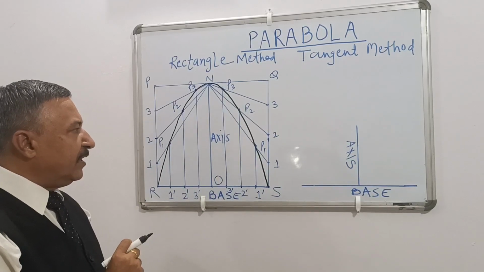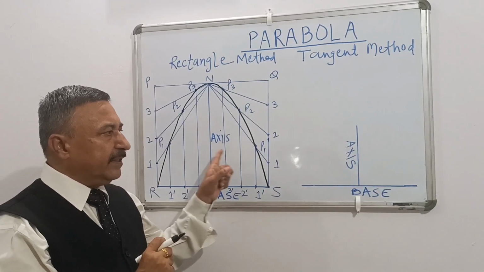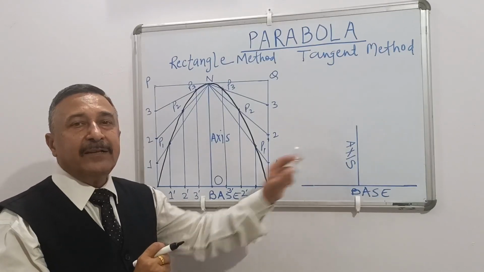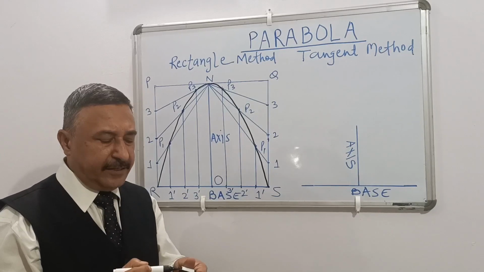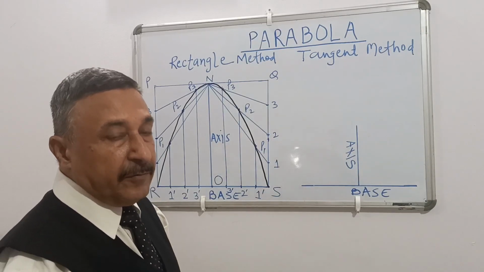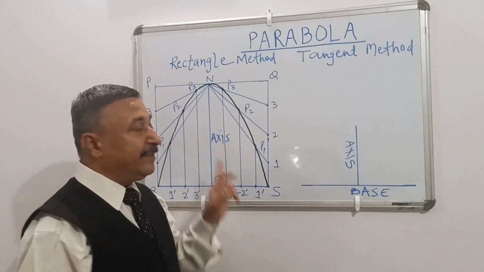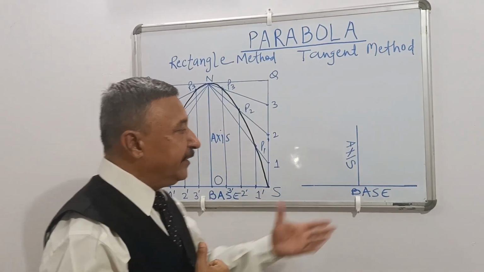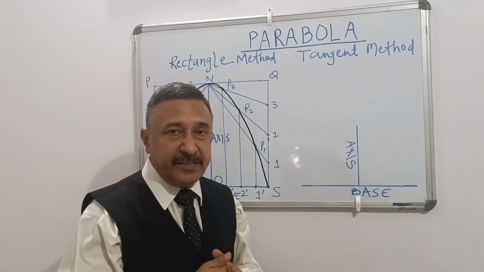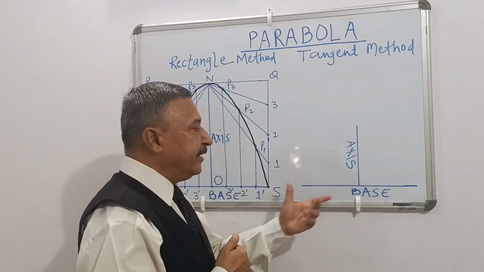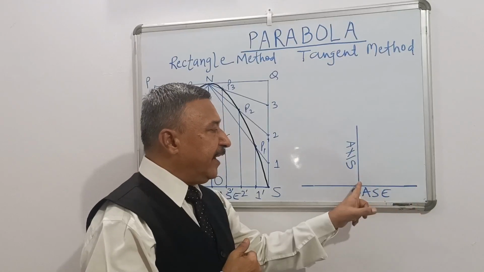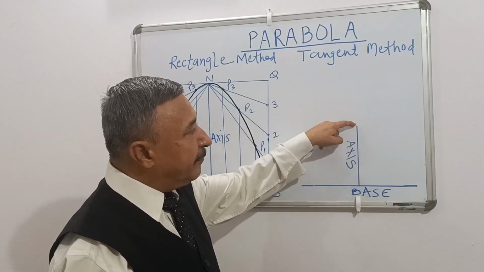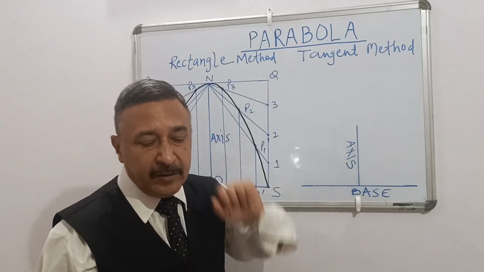Now for the parabola I am going to apply another method, called the tangent method. As we know, when the base and axis are given, we can draw a parabola by these two methods. In this there is some change that you must remember. This is the base and this is the axis. Whatever is given, you just double this axis, then start the process.